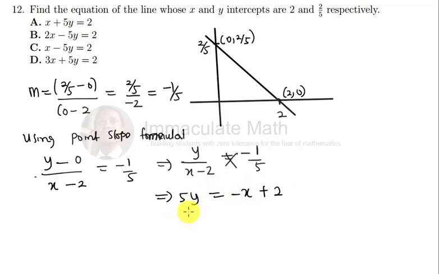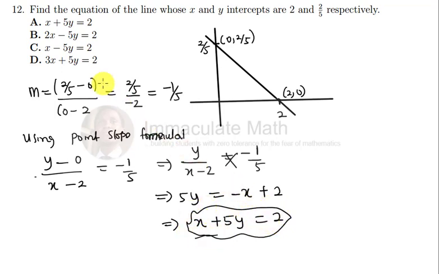So if I call it like this, that means I'm going to have x plus 5y to be equal to 2. Of course, this is our answer. So what will be the correct option? The correct option will be A.